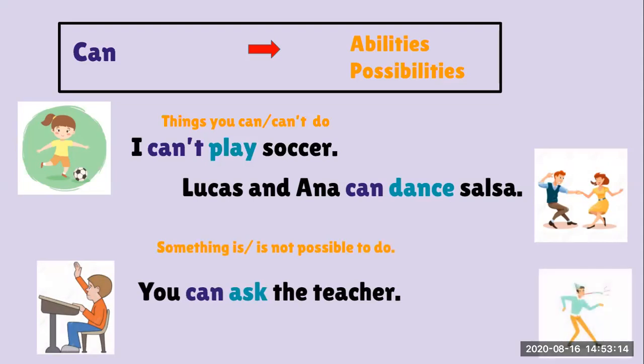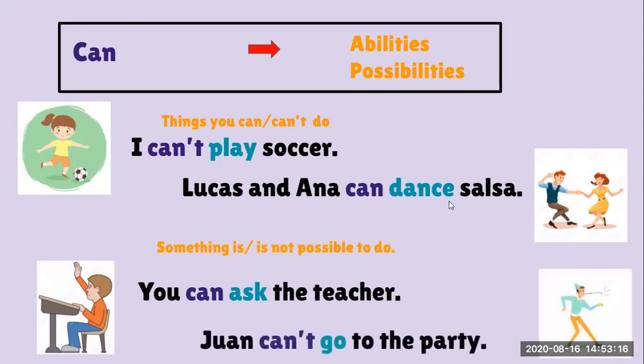And the other one, Juan can't go to the party. Okay, so he doesn't have the possibility to go to the party. Maybe he's busy or he has something else to do. That's why Juan can't go to the party. Okay, let's move to the next one. Should. We use should when we want to give advice.